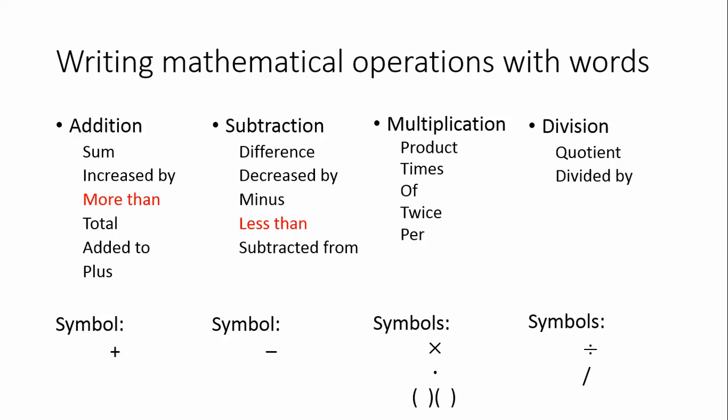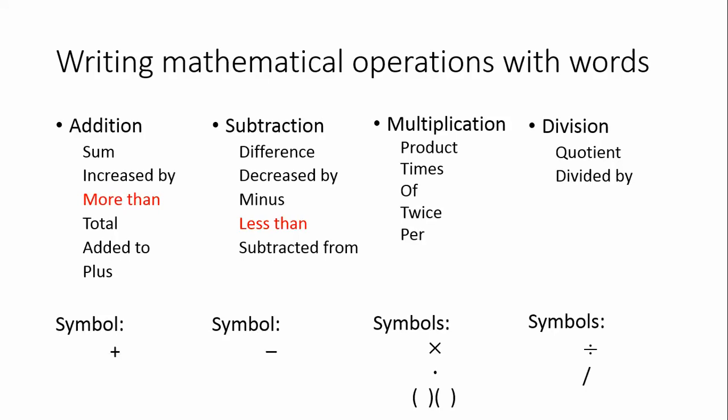Below each of the operations, I have common symbols that are used. For addition, it's the plus sign. For subtraction, it's the minus sign. For multiplication, you'll see an X, the dot, or possibly the use of parentheses. When a variable is involved, oftentimes you won't see any symbol for multiplication. For division, it's the division symbol, or oftentimes a fraction bar.